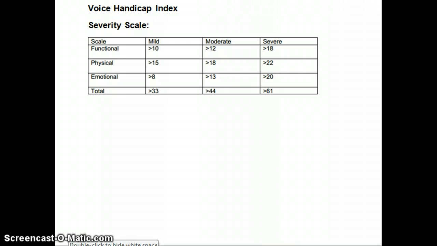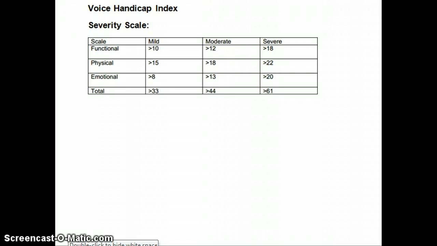So the questionnaire is comprised of statements that many people have used to describe their voices and the effects of their voices on their lives. Some examples are, my family has difficulty hearing me when I call them throughout the house. My voice problem causes me to lose income. Or I speak with friends, neighbors, or relatives less often because of my voice.